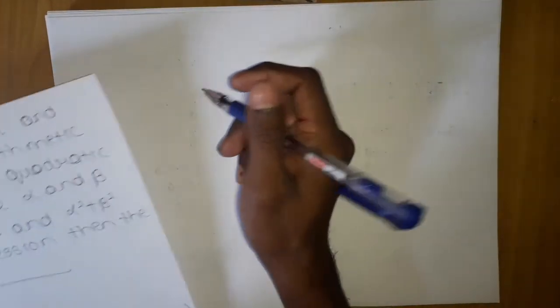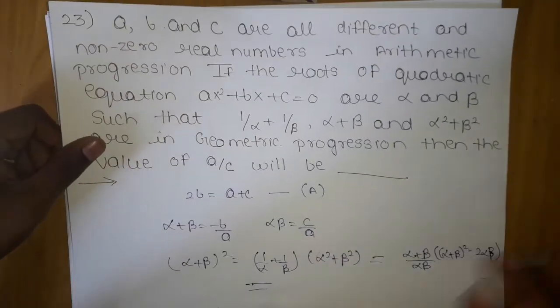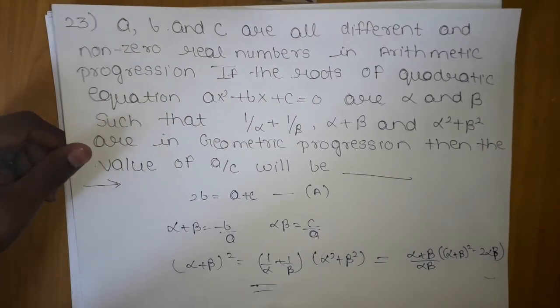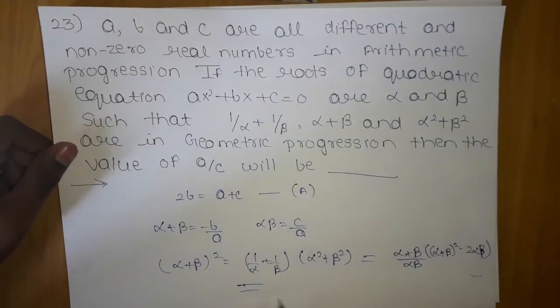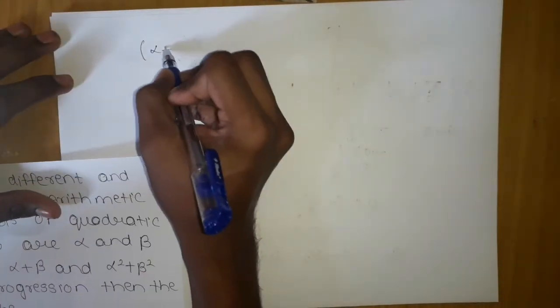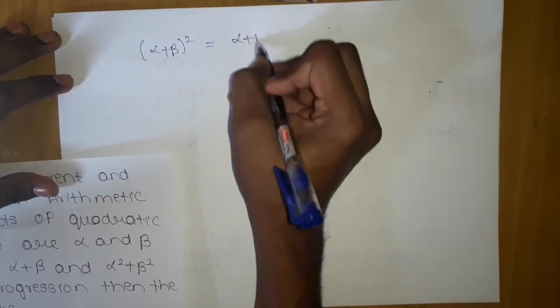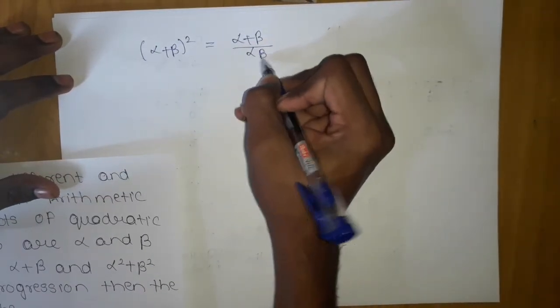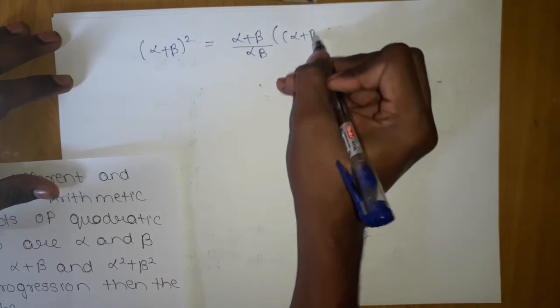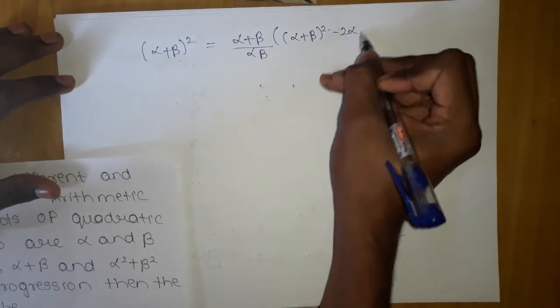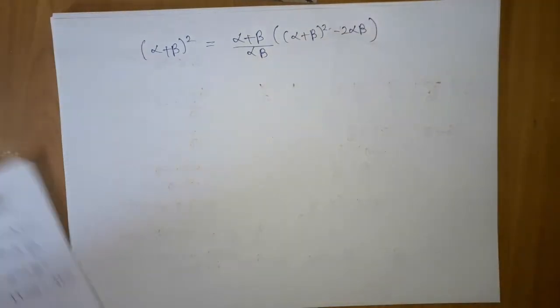Okay, the next page. Here we took this condition, we will modify it as much as we can and put in the values. So what we have here is (alpha plus beta) the whole square equals (alpha plus beta) upon alpha into beta, into (alpha plus beta) the whole square minus 2 alpha into beta. We have this expression.